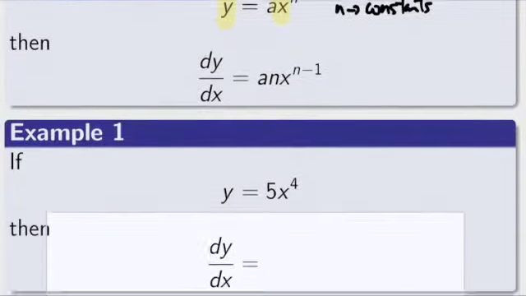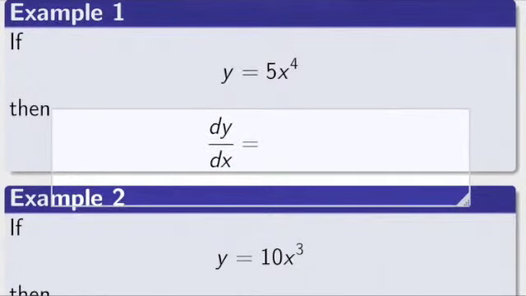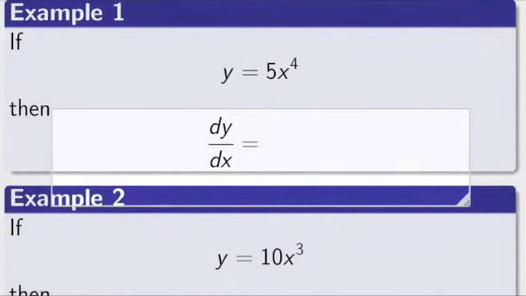So for instance, let's look at a few examples. If y equal to 5x raised to the power 4, then we can obtain dy dx by dropping the index 4 to the front and subtracting 1 from the index. So 4 minus 1 is 3. So we have the answer 20x cubed.